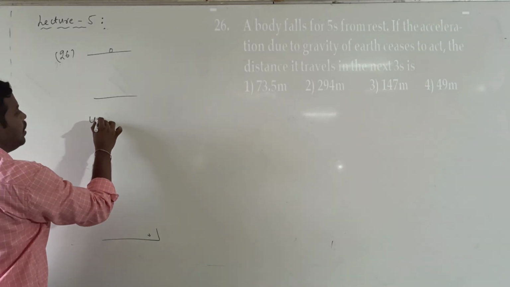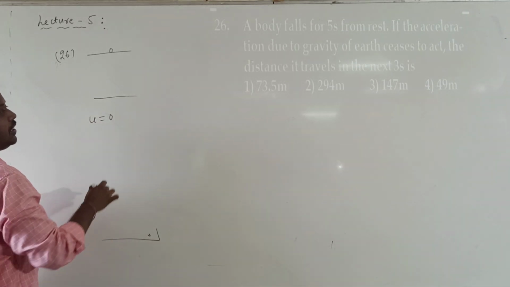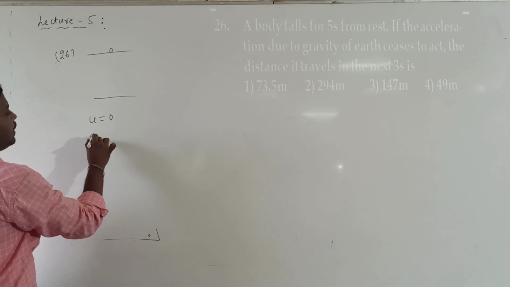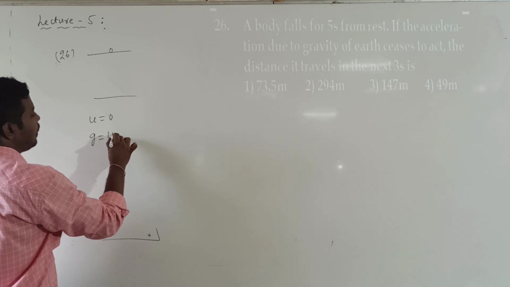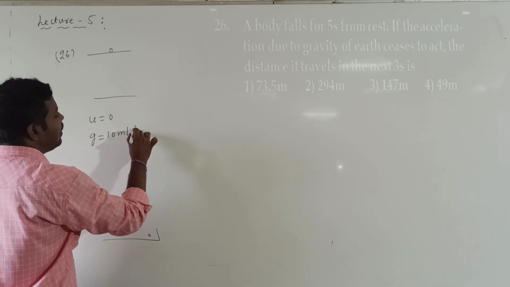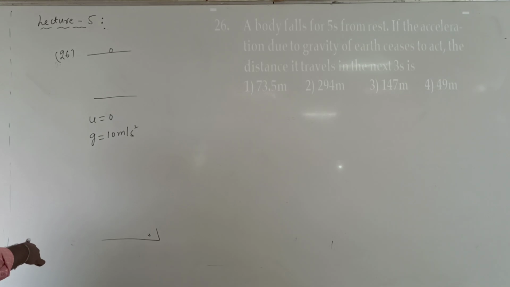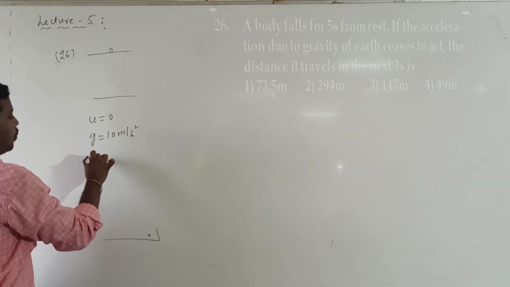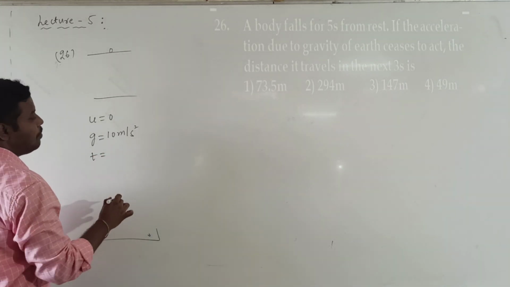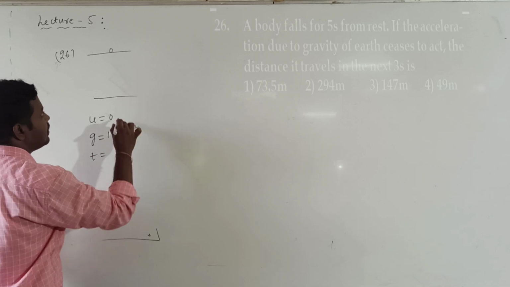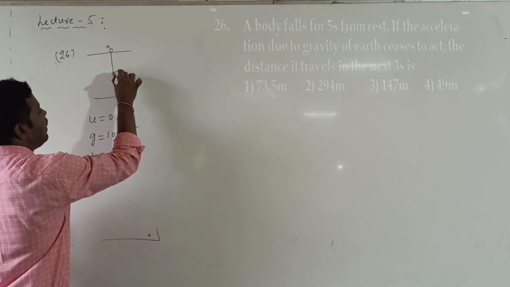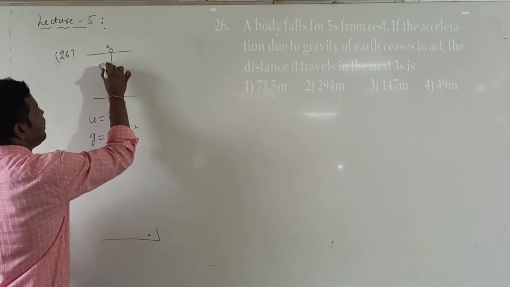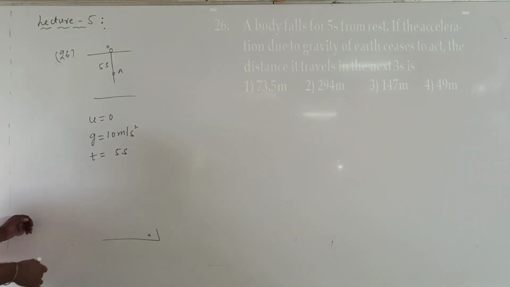Initial velocity u is equal to 0. It is falling under the action of gravity. So what g value can I take? g value will be 10 meter per second square, nearly 9.8 meter per second square or 10 meter per second square. What is the time taken by the body? Time taken is equal to 5 seconds. Up to 5 seconds, for example, the body travelled from O to A within 5 seconds of journey. Uniformly accelerated motion.